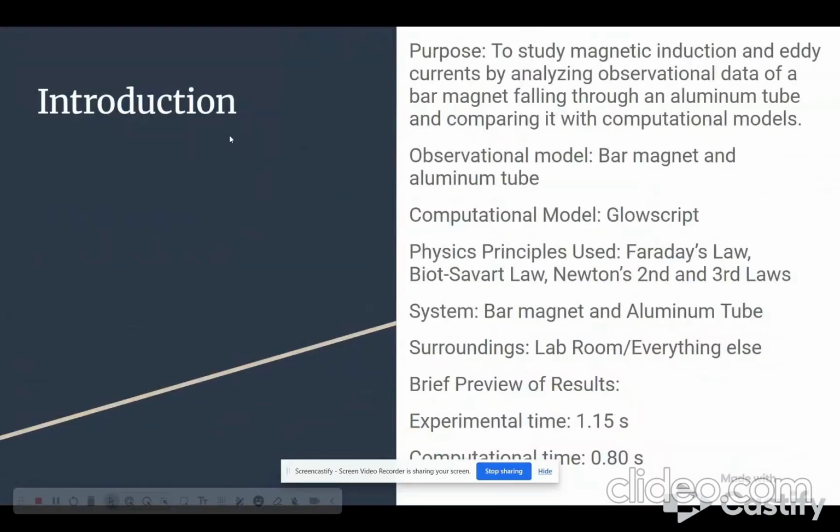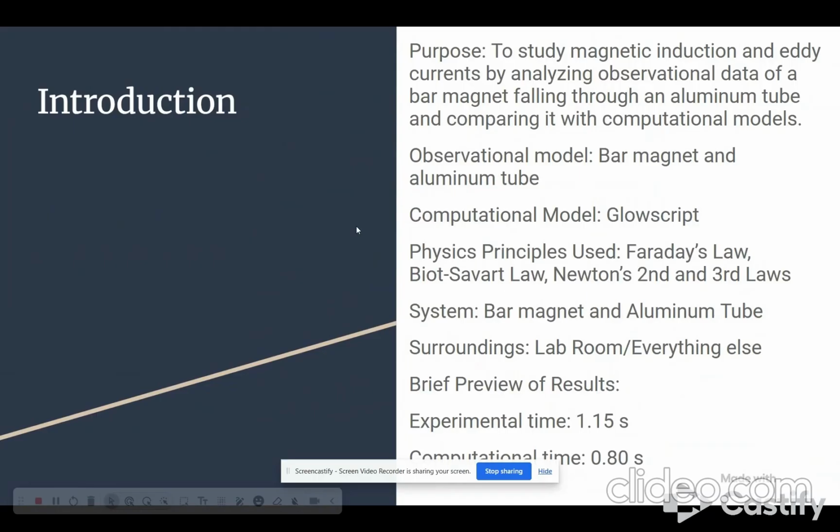So, introduction. The purpose of this lab is to study magnetic induction and eddy currents by analyzing observational data of a bar magnet falling through an aluminum tube and comparing it with computational models. Our observational model is the bar magnet in an aluminum tube, and the computational one is through GlowScript.